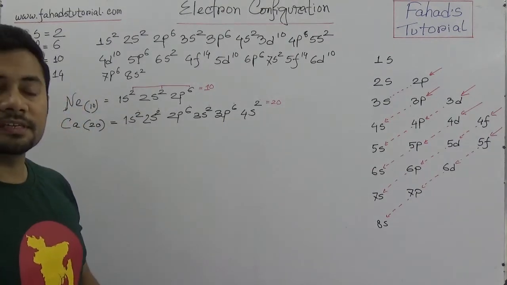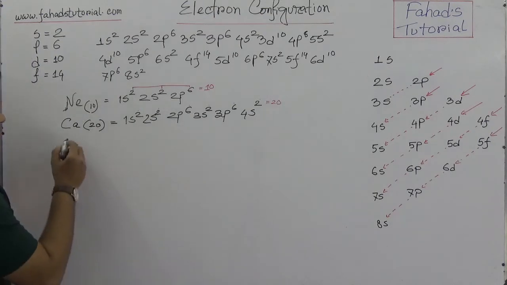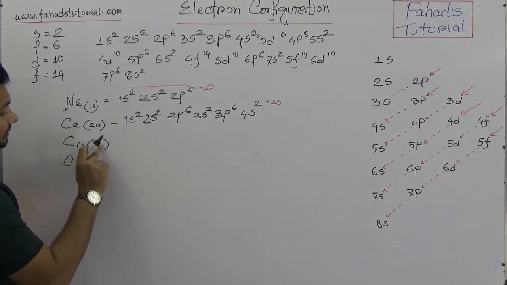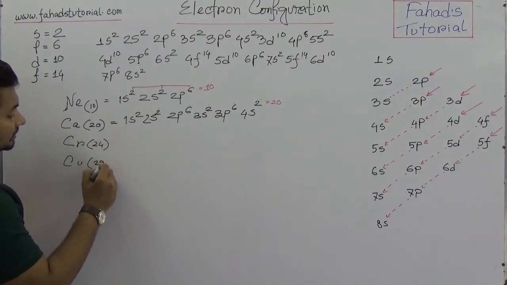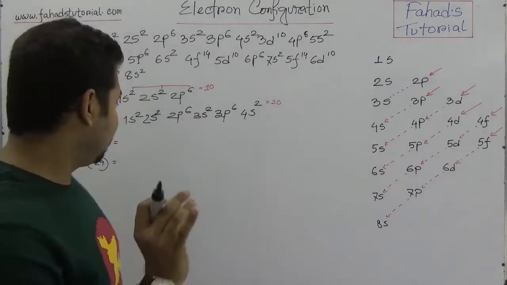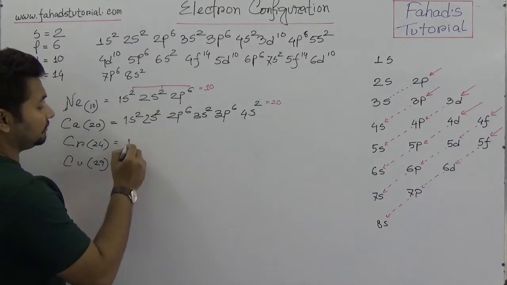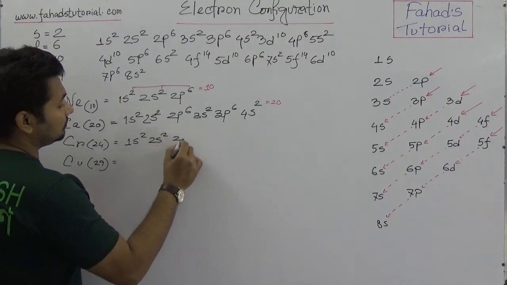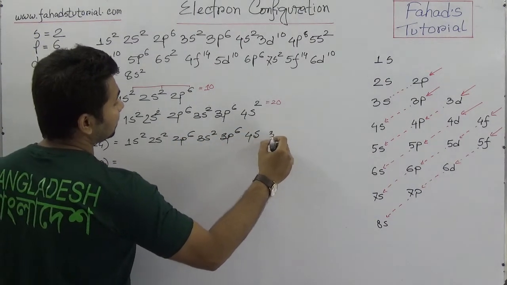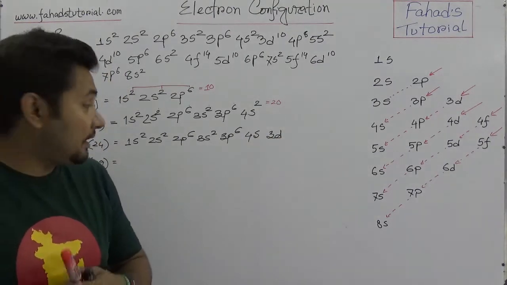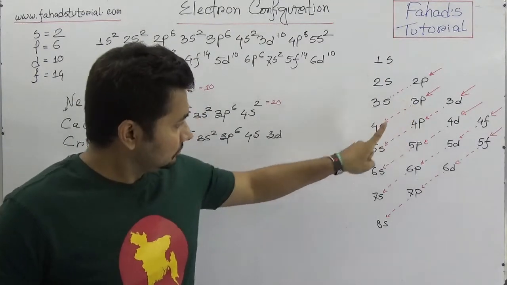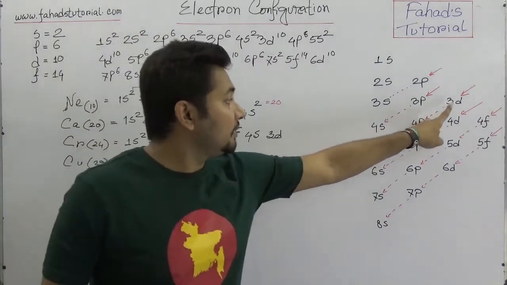Now let's see some exceptions, like in the case of chromium and copper. There are some things we need to consider, because there is an interesting thing inside. This is 24. If we go 1s2, 2s2, 2p6, 3s2, 3p6, 4s and 3d. Most importantly, there is another thing we need to consider: why after 3p does 4s arrive and then 3d?